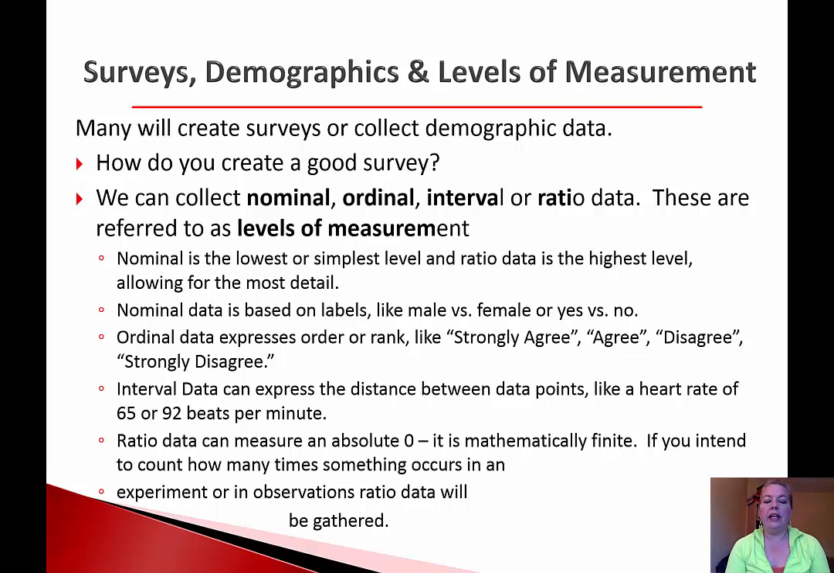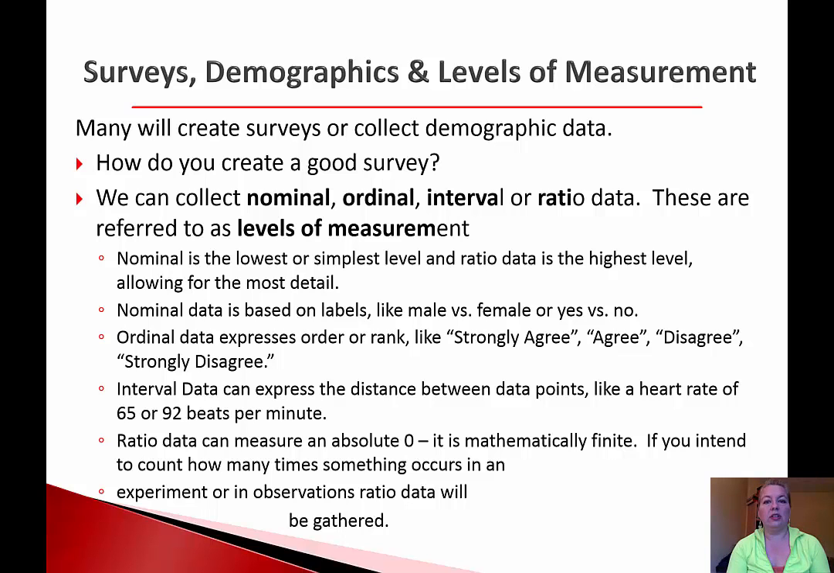Ratio data can measure an absolute zero, so nothing up until this point can be measured at an absolute zero. It is mathematically finite. If you intend to count how many times something occurs in an experiment or an observation, ratio data will be gathered. You can also gather information on how many dollars something costs in terms of income, different things like that. So you try to collect at the highest level possible.